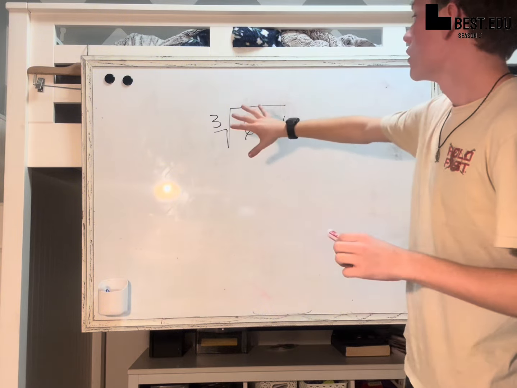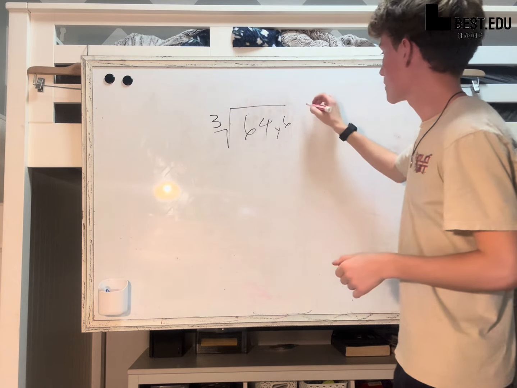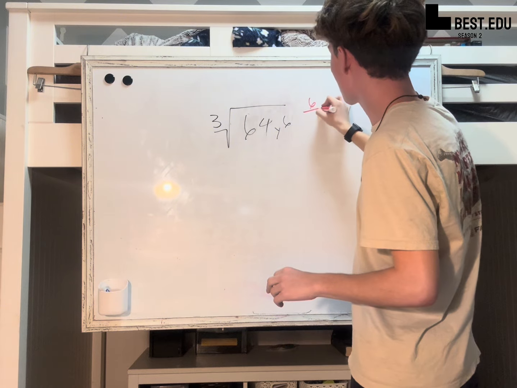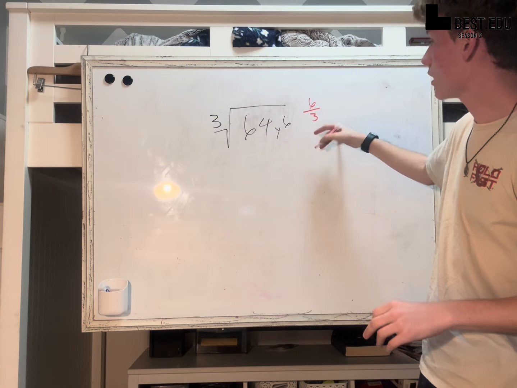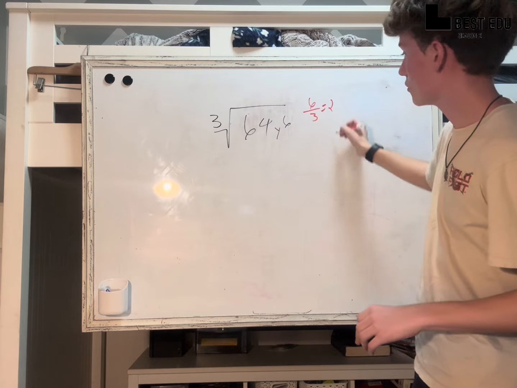Okay. So, like we said before, remember the 6 goes on the top. And this is from 5.1. 6 goes on the top, 3 goes on the bottom. Like so. 6 divided by 3 equals 2.